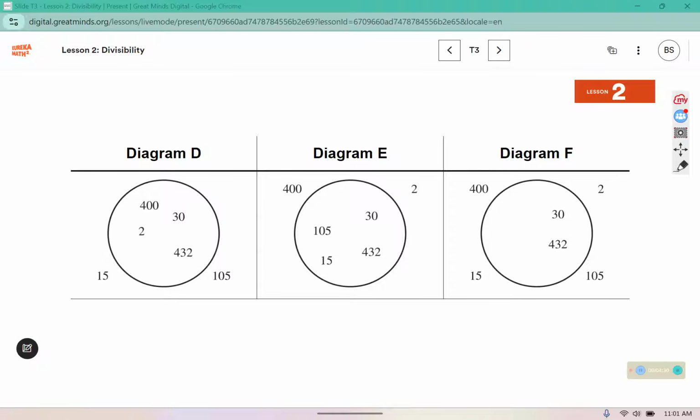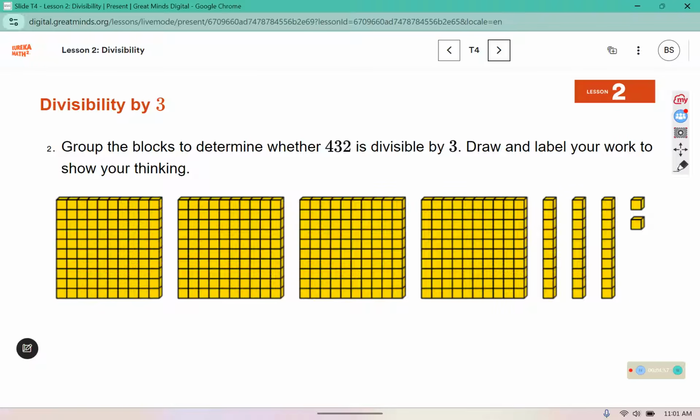Today we're going to determine some rules for diagrams E and F, and we'll learn some strategies to determine whether a number such as 432 is divisible by anything else without actually having to use long division. We're going to learn some tricks for some divisibility rules as a quick way to check if something is divisible by another number without having to do long division. In number 2, it says group the blocks to determine whether 432 is divisible by 3. Draw and label your work to show your thinking.